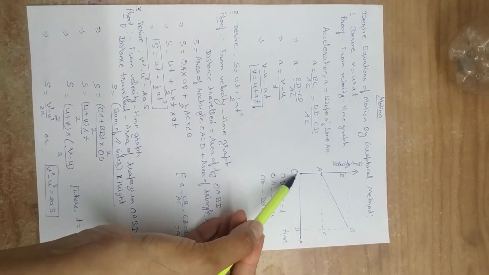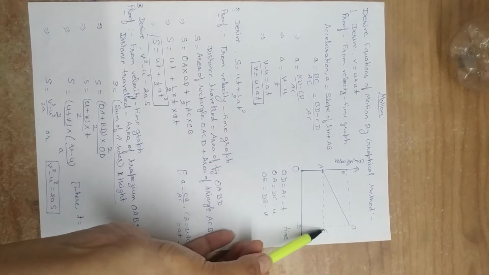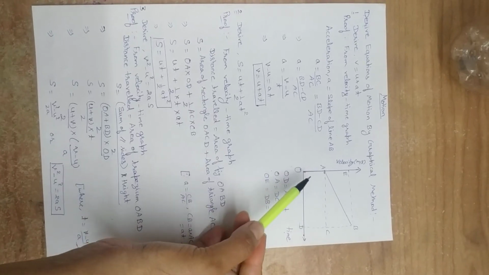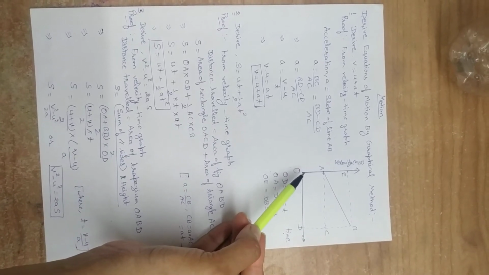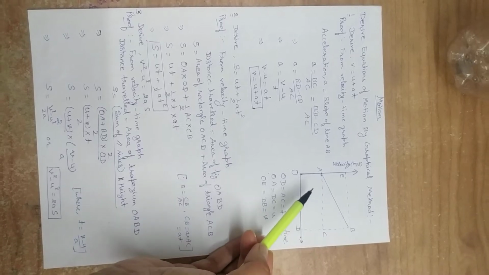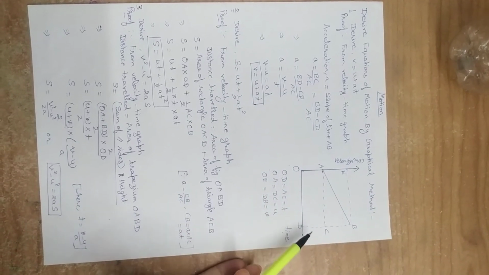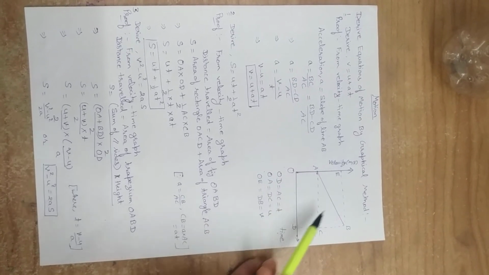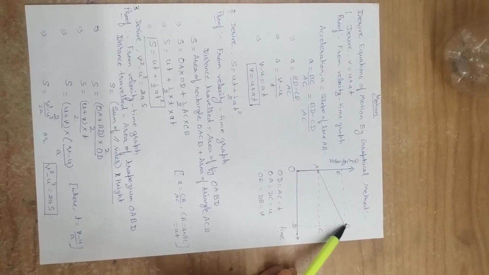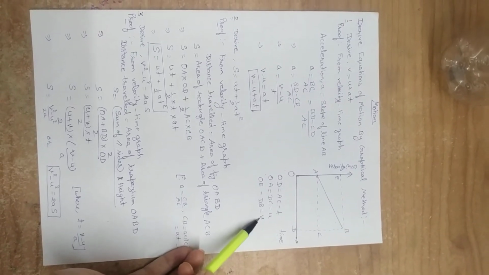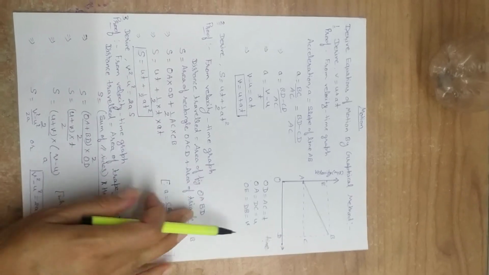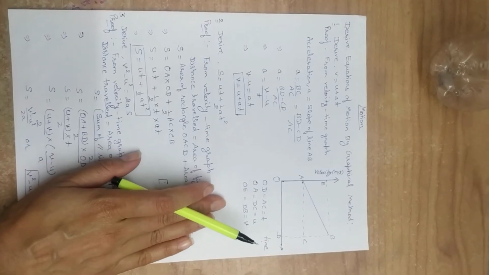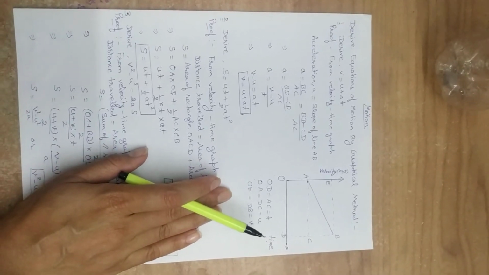OD is equal to AC. This value denotes the value of time. OA is equal to DC. This denotes the initial velocity of the object, and OE is equal to DB, which denotes the final velocity of the object. This is all about the graph. After this we find three equations of motion turn by turn.